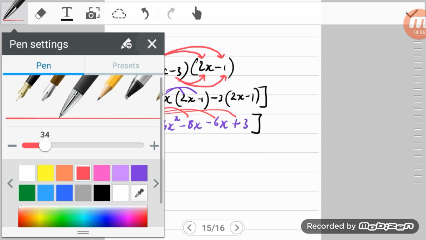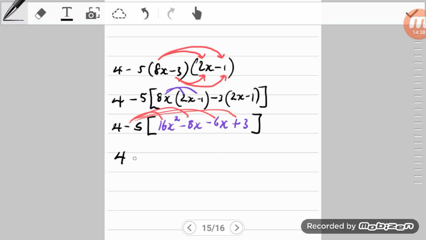So here now what we have is 4 take away the distribution of negative 5. So negative 5 multiplies 16. That's going to give us negative 80x squared. The negative is going to distribute this negative here, so you should end up with a positive. That's 5 multiplied by 8, which is 40x. Negative distributes the negative again, you end up with a positive. 5 times 6 is equal to 30x. And of course, you can find here that negative times positive is negative. 5 times 3 is 15.